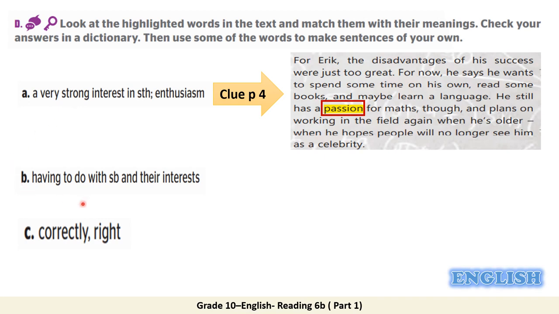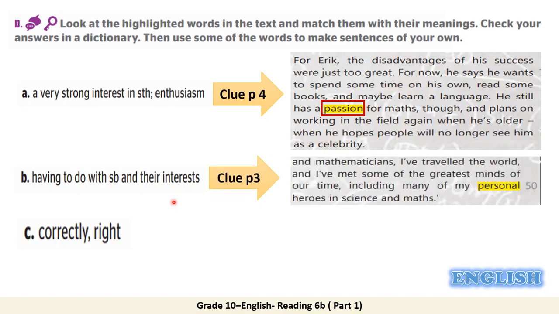B. Having to do with somebody and their interests. Look at the other 5 words and try to figure out which word means having to do with somebody and their interests. Your clue is in paragraph 3. The word is personal. So, when he said, I've met some of the greatest minds of our time, including many of my personal heroes. Personal means something that is private, something that belongs to you, something that has to do with your own personal interest.